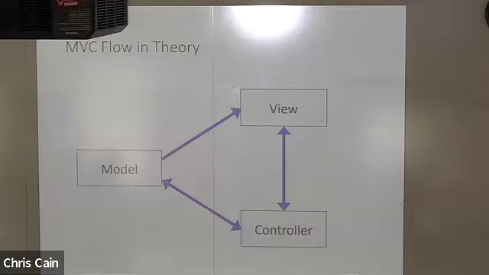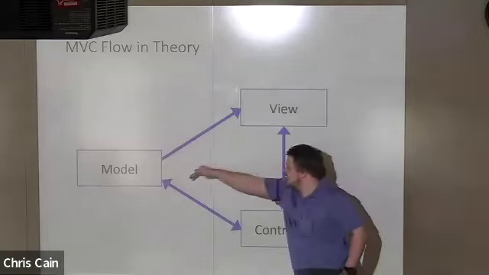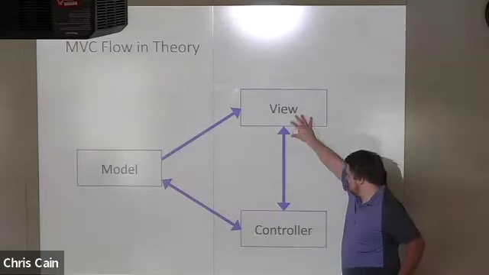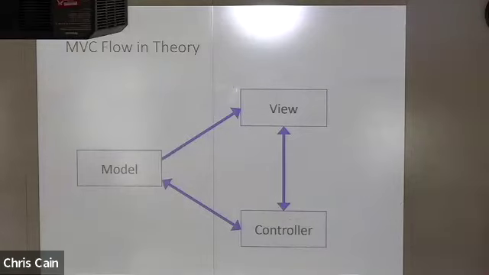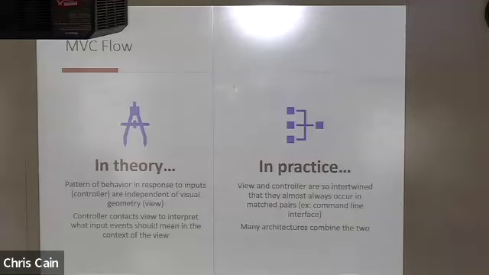There's no reason for the view to directly change the model. That would have to come through the controller when the user does something. The controller would recognize that the user did something and communicate the associated changes to the model. So there's no reason for the view to communicate directly with the model. It would have to go through the recognition that the user did something. So that's in theory.